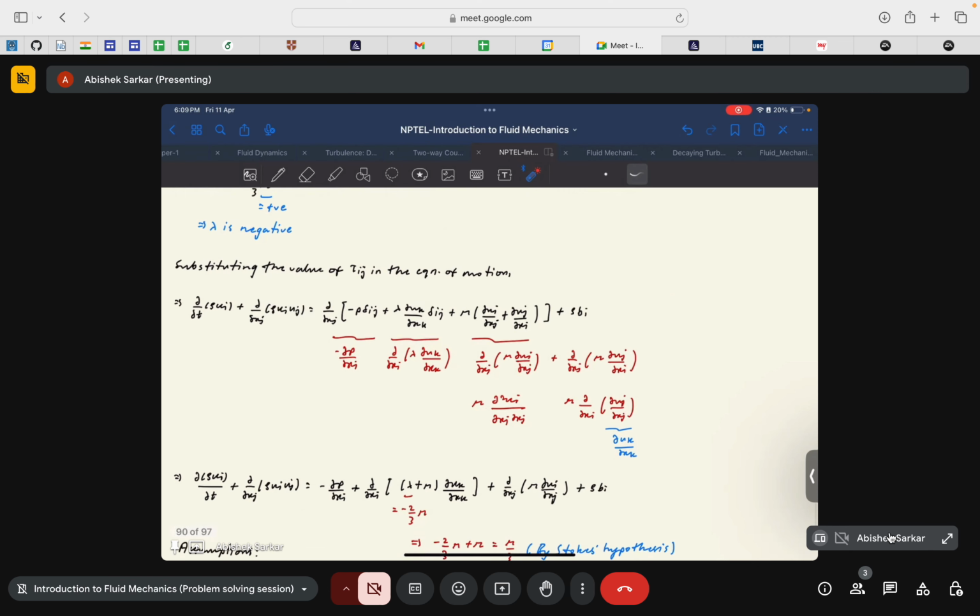Again we need to operate this differential operator on these terms individually. If you do that, you will get ∂/∂xj of minus p δij is equal to minus ∂p/∂xi, and ∂/∂xj of λ ∂uk/∂xk δij would be equal to ∂/∂xi of λ ∂uk/∂xk. And finally, when you operate ∂/∂xj over the last term, you will get two terms because there is a summation here: ∂/∂xj of μ ∂ui/∂xj plus ∂/∂xj of μ ∂uj/∂xi.